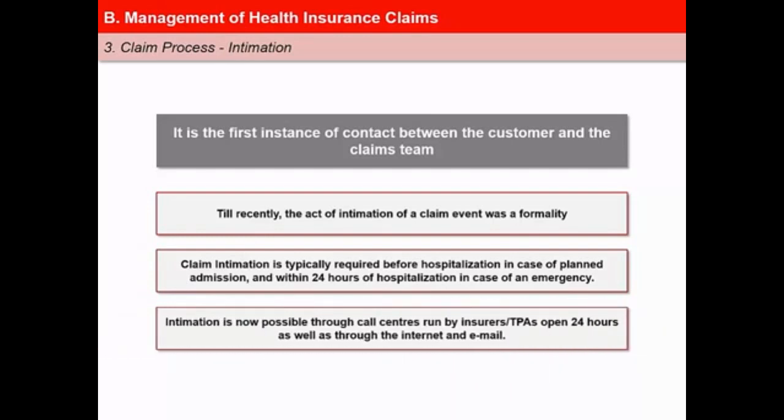Intimation is now possible through call centers run by insurers or TPAs, open 24 hours, as well as through the internet and email.